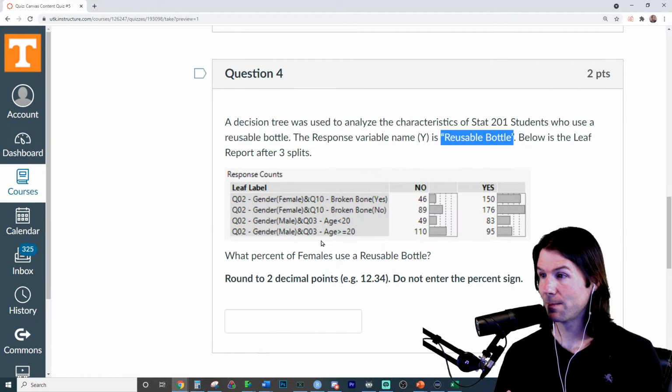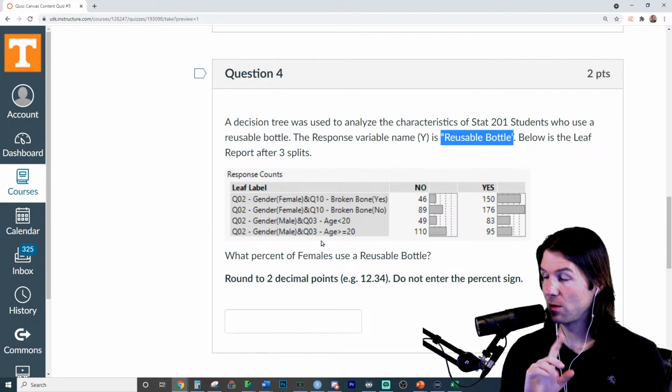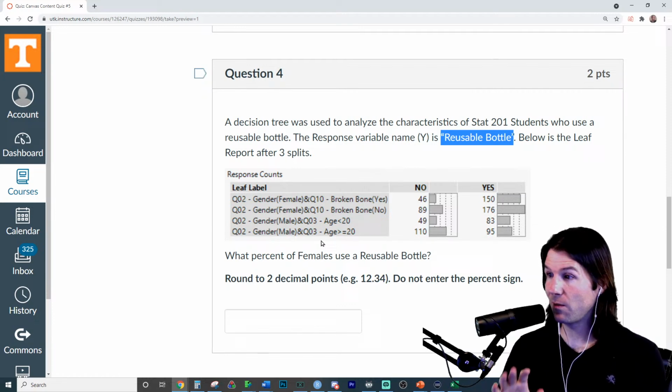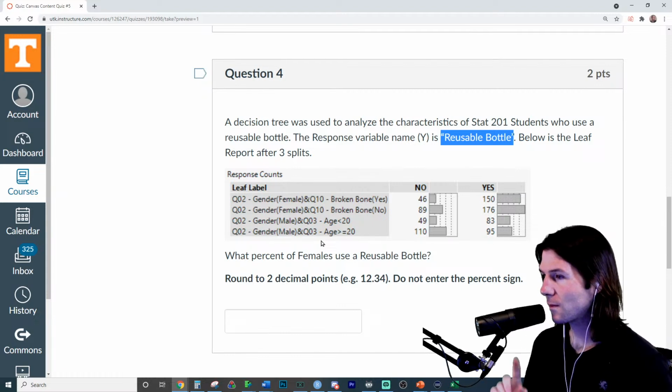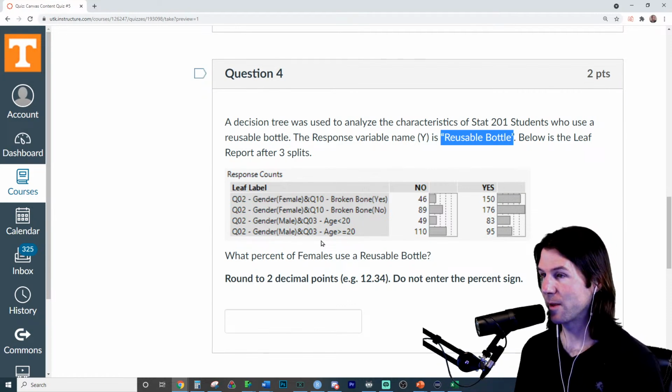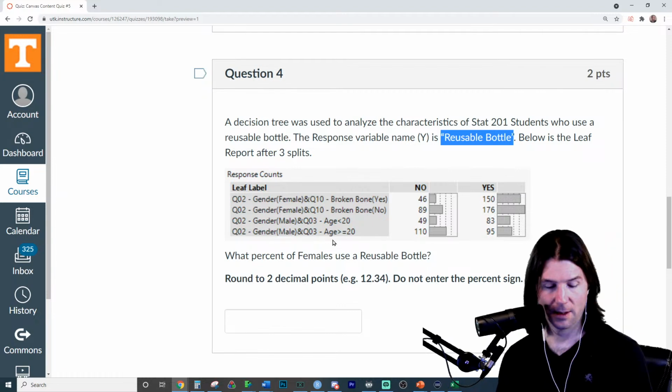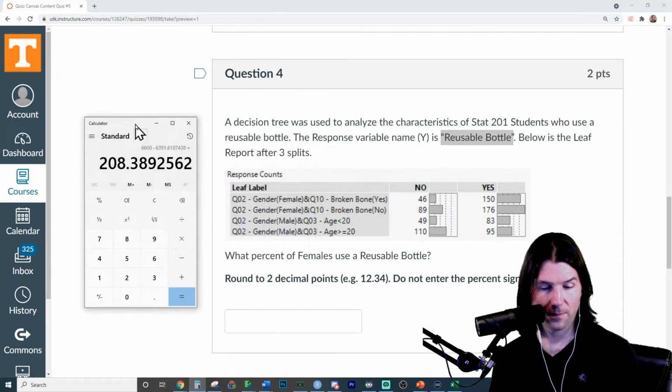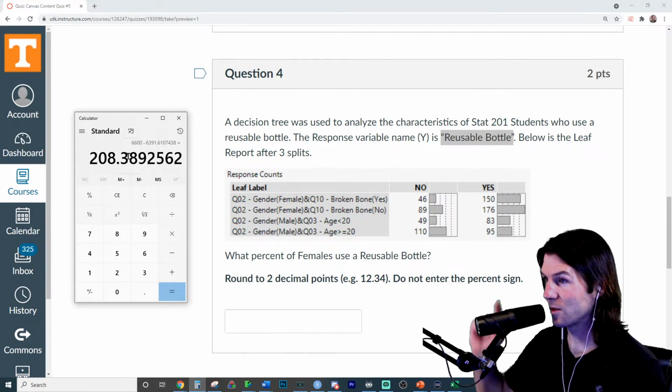How many females use a reusable bottle? So first answer this, how many females use a reusable bottle?